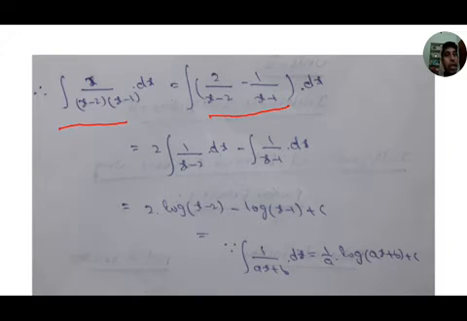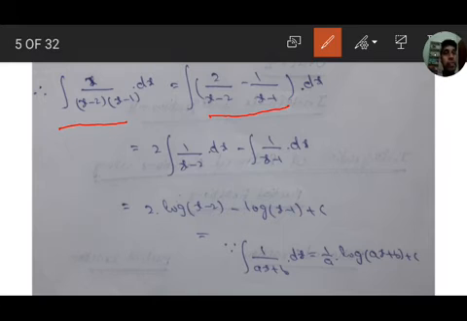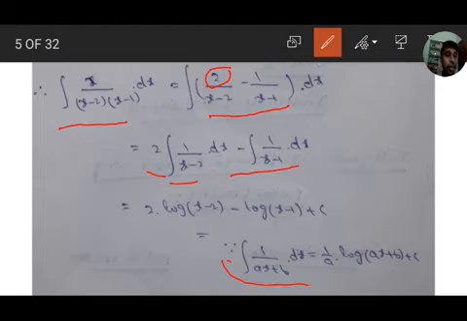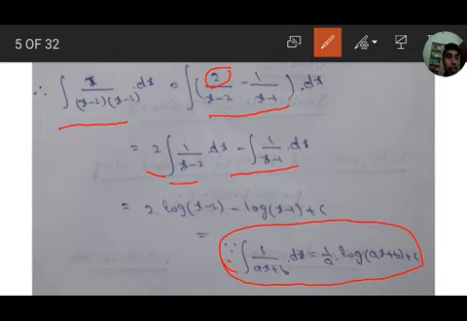Okay. So here 2 is the coefficient outside: 2 times integration of 1 by x minus 2 dx minus integration of 1 by x minus 1 dx. So it is of the form integration of 1 by (ax plus b) dx, whose formula is 1 by a into log of (ax plus b) plus c.